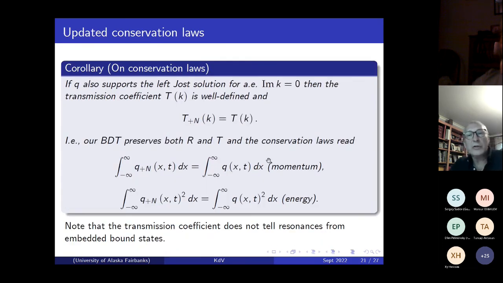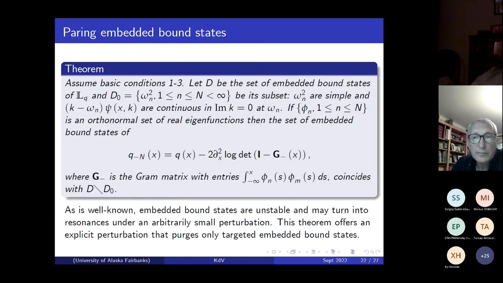And what's also interesting about positive eigenvalues, they don't change the transition coefficient, and they don't change conservation laws either. So momentum, the total momentum remains the same, and energy remains the same. And this theorem says that you can not only create positive bound states, but you can also purge or pair or remove them.